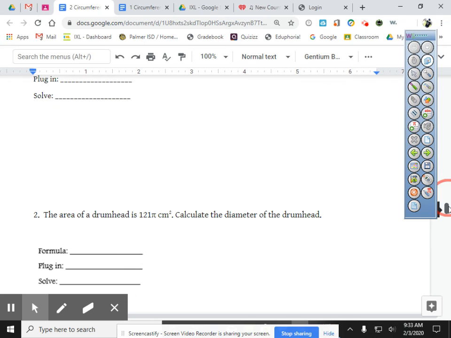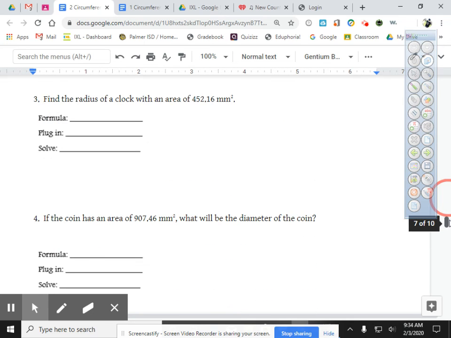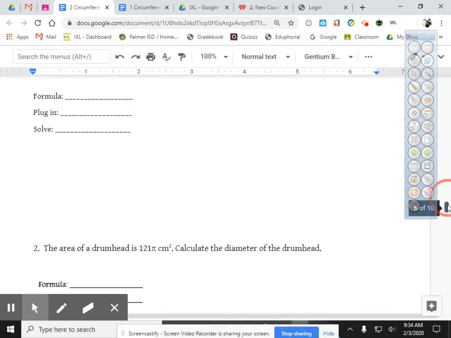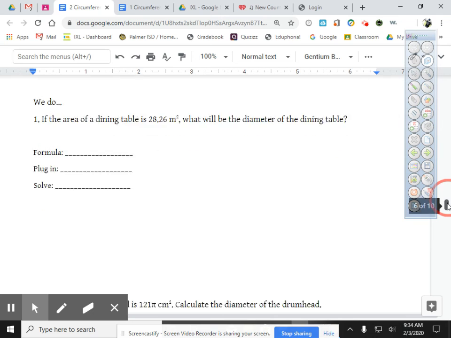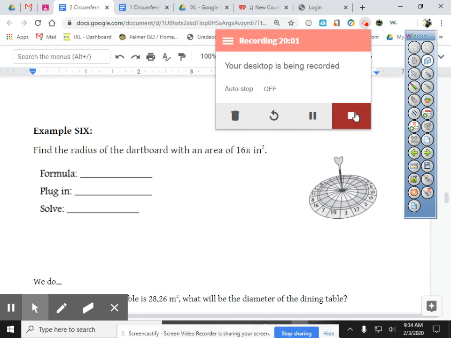They're gonna give you the radius or give you the area. Your only homework this week is gonna be IXL. We got a couple of minutes, but I'm gonna go ahead and let you turn those in.